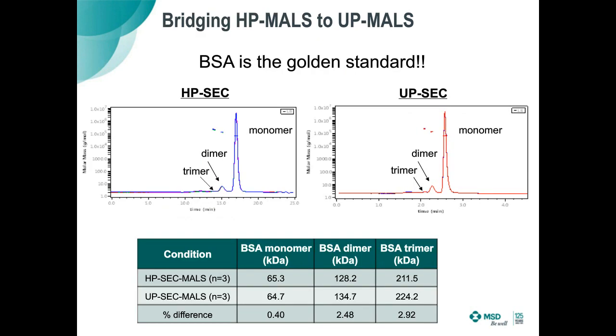So the first step to bridge HP-MALS to UP-MALS was looking at BSA. And here we show the comparable light scattering profiles for BSA under HPLC conditions and UP-SEC conditions. For the monomer and dimer, we get very good agreement between the HP-SEC and UP-SEC analysis with less than 3%. For the BSA trimer, we get very good agreement between the two numbers, but it's slightly off from the theoretical of about 180. This is likely due to the low abundance in that sample.